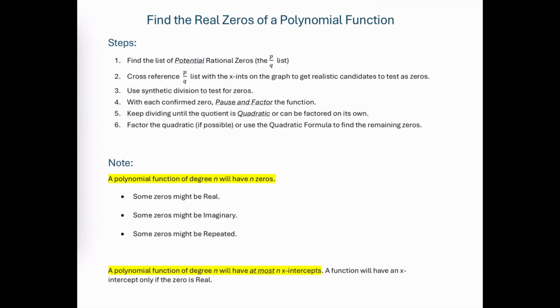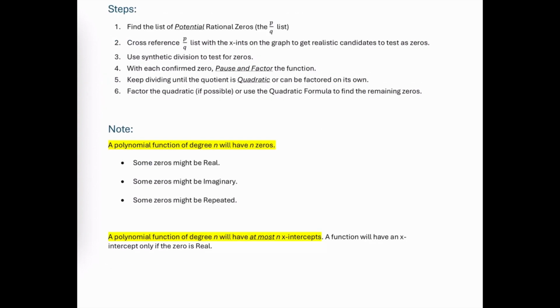We're now going to look at finding the real zeros of a polynomial function. When the polynomial function doesn't factor, then we have a pretty involved algorithm that can be used to find the zeros. It involves looking at the list of potential rational zeros, cross-referencing that list with the x-intercepts on the graph, and then using synthetic division to verify those zeros, which then enables us to factor the polynomial function.